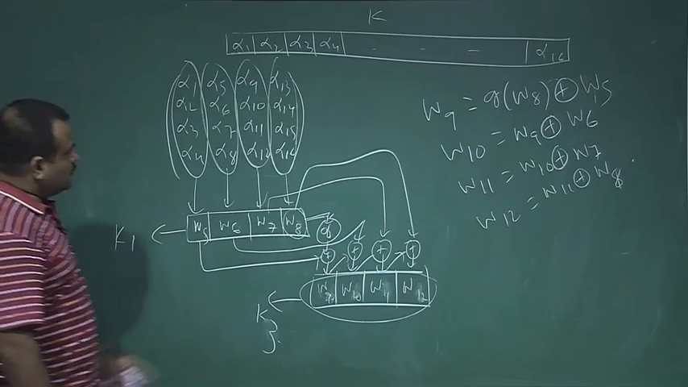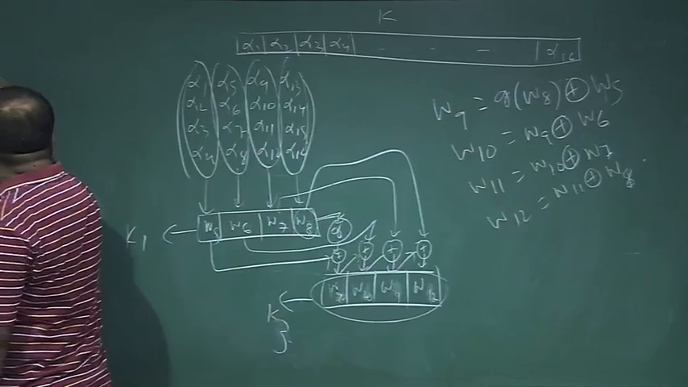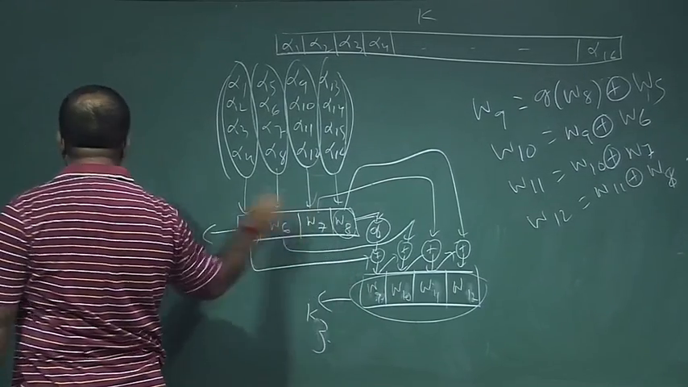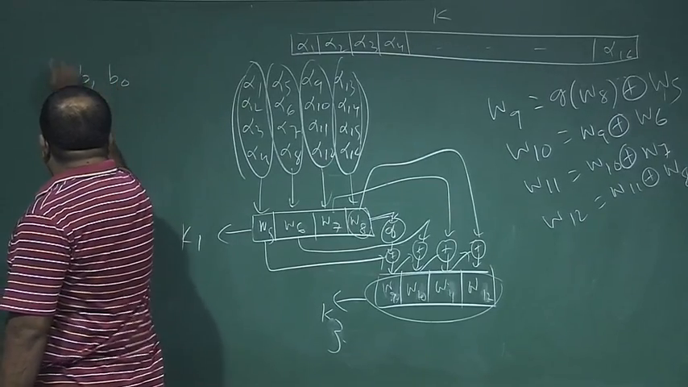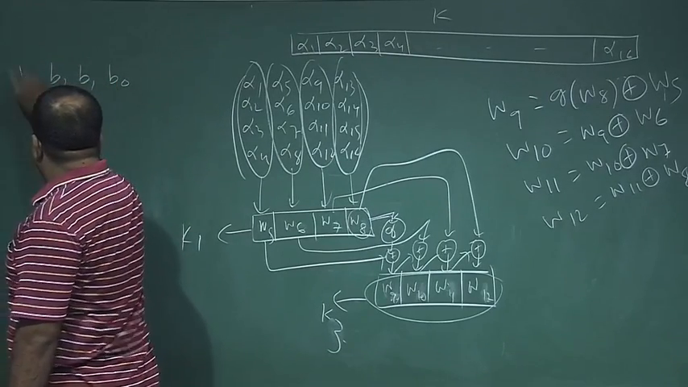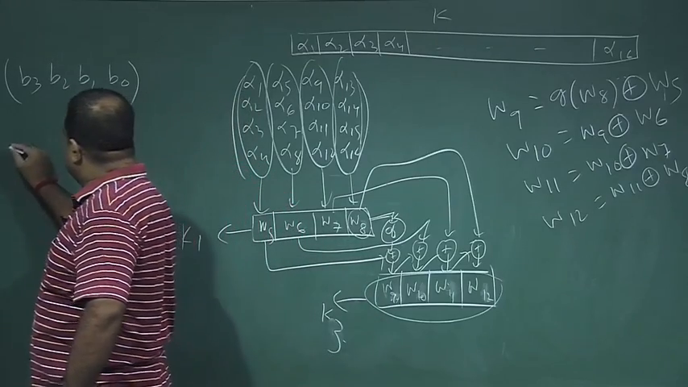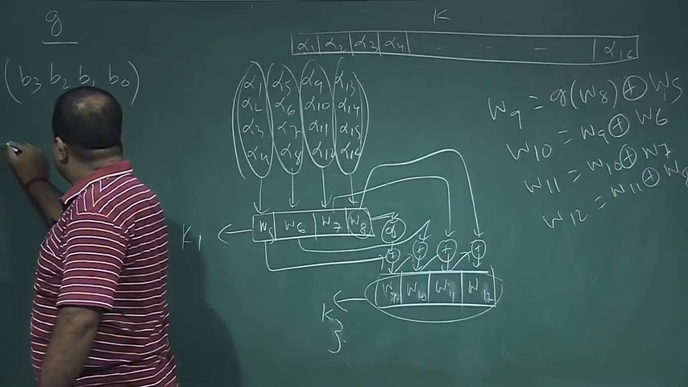Okay. Now, the question is what is G? G takes a W which is 32 bits. We can denote the 32 bits by B0, B1, B2, B3, each of which is 8 bits. So G consists of 3 steps.